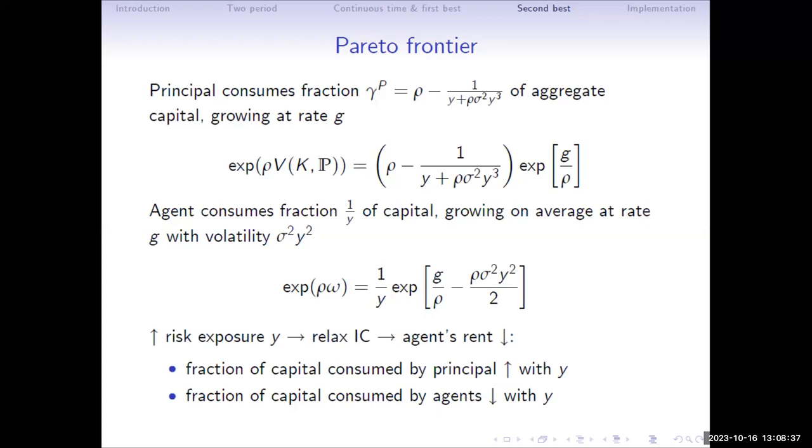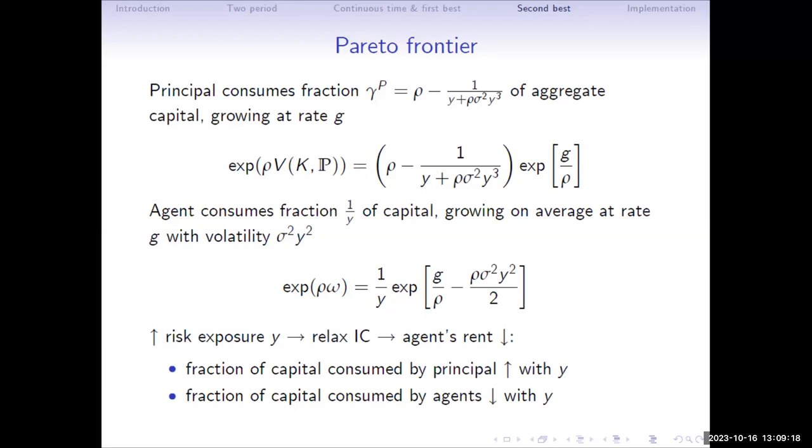And so how happy are they going to be with that? Well, their consumption also on average is going to grow at rate g, like the principal. But we have this term rho sigma square y square divided by 2, which reflects the fact that, you remember, the agents have a Brownian motion in their continuation utility. So they have risk, they're exposed to risk. And this minus rho sigma square y square over 2 is a risk premium that reduces their utility relative to the situation in which they would be without exposure to risk.